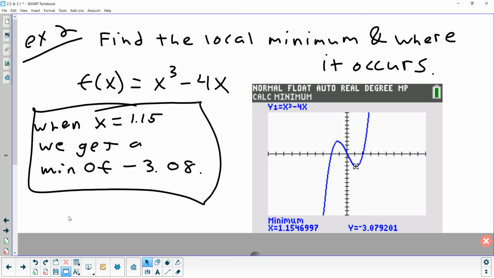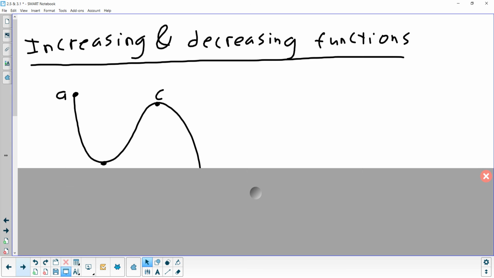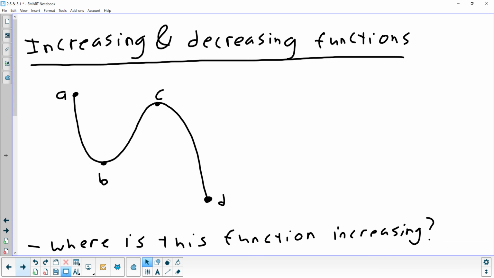So the last thing I'm going to show you, there's no question that I'm going to ask in the notes associated with it. It's more just something to think about. It involves looking at a graph like that and just telling me where it's increasing and where it's decreasing. And I want you to notice something. Anybody tell me on this graph, where is it increasing? From where to where? Yep. From B to C.